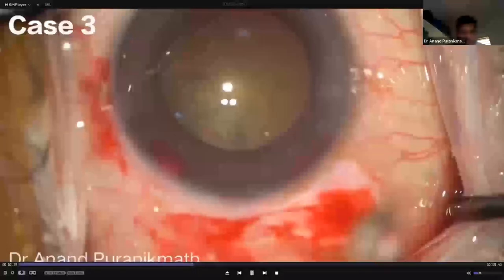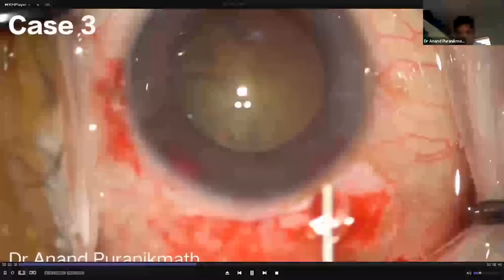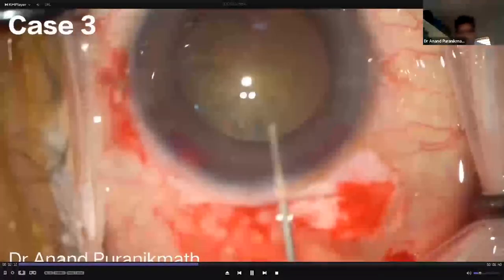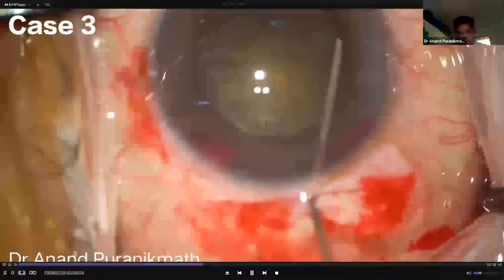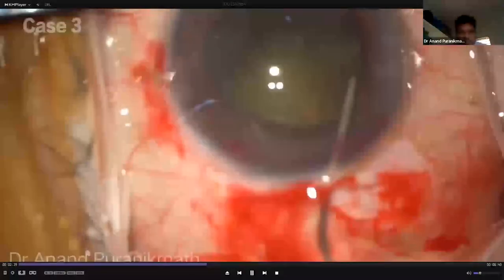This is the third case where I'm using the similar technique, hydro prolapse, and the nucleus is quite hard. With a little hydro, the nucleus pops up into the anterior chamber.